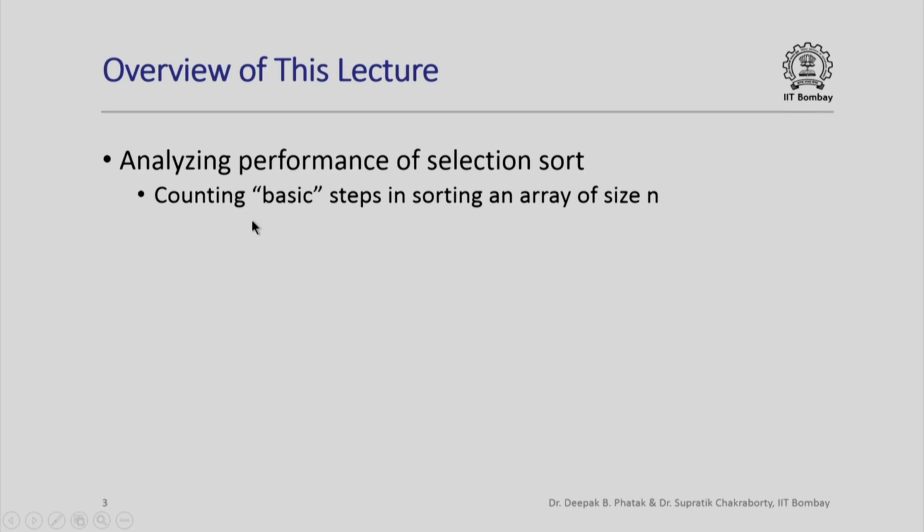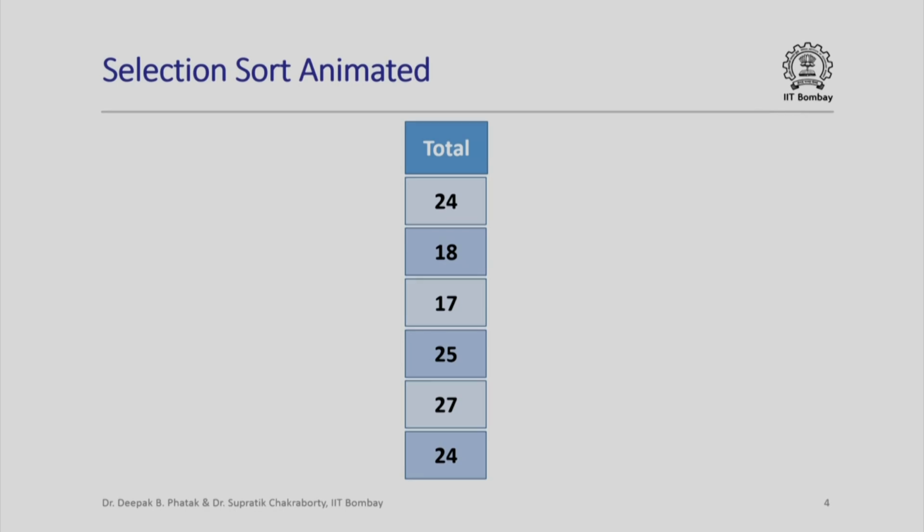Specifically, we are going to define some quote unquote basic steps in sorting, and we are going to count how many such basic steps selection sort requires to sort an array of size n. So let us quickly look at a little animation of how selection sort sorts an array of marks, the total marks in the quiz problem that we had seen earlier.